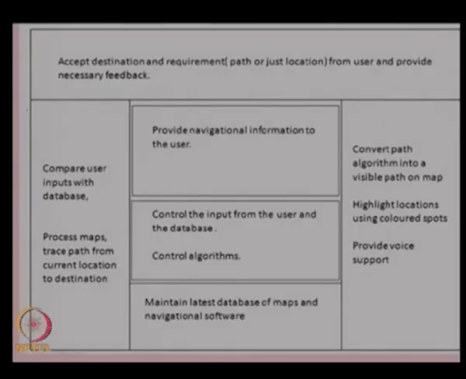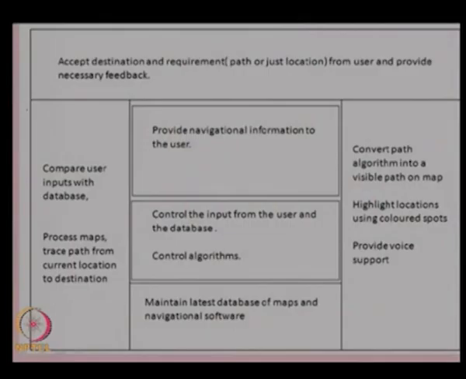Suppose the customer is asking for navigational information. In this case, provide navigational information to the user becomes one of the main functions, and in order to provide this, additional functions are needed, like accept destination and requirements from user and provide necessary feedback. The customer should be in a position to provide the destination and other requirements, so the system should accept these requirements, then compare user inputs with the database and process maps, trace paths from the current location.